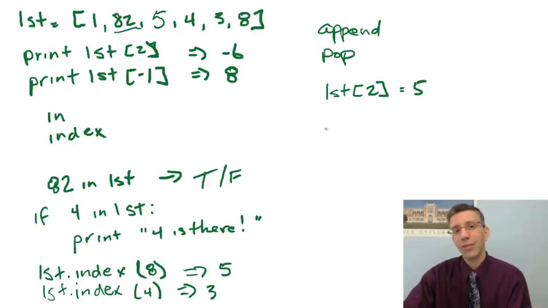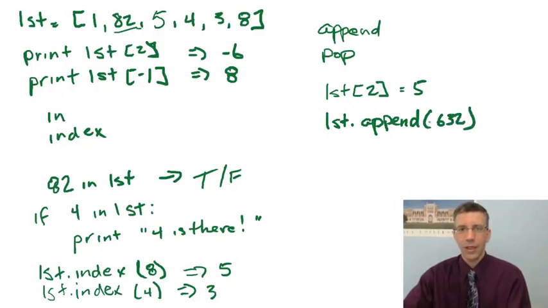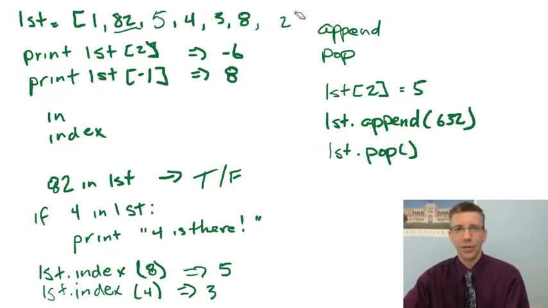Append and pop are a little bit different. I can now say lst.append(632), and what this does is add 632 to the end of the list. My list grew. My list got longer. I can put a sequence of these appends and make it as long as I'd like. I can also call lst.pop, and that removes that last element, so my list will go back to looking like this.